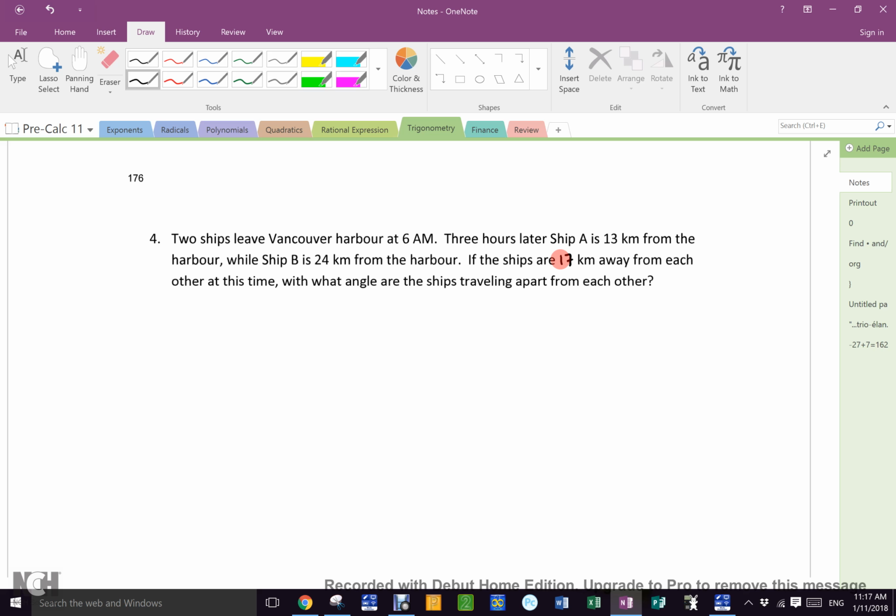So what does this look like? The ships leave the harbor. That's where they start. Harbor. One goes 13 kilometers. How far does the other one go? 24 kilometers. There's ship B. How far apart are they? 17. I need to know the angle they left each other.